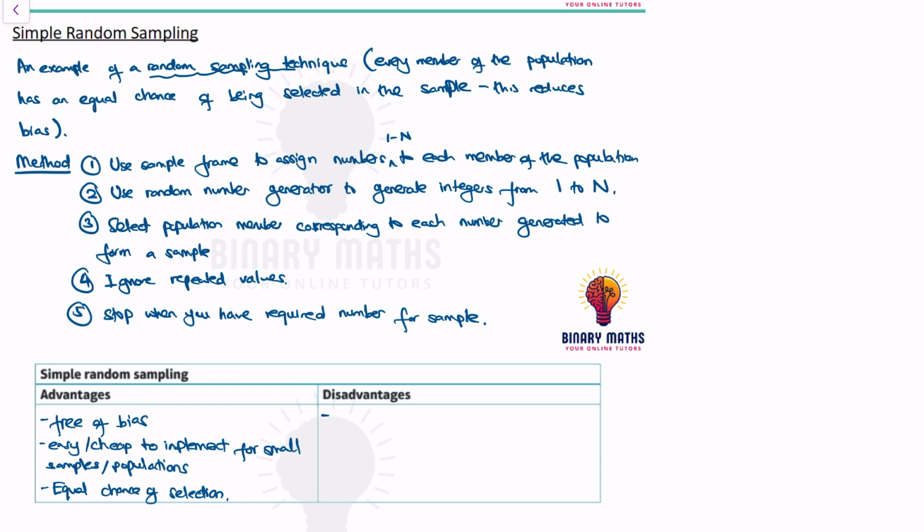Disadvantage would be it is not suitable for a large sample size, because it could be time consuming to sift through a lot, if the population is very big, and it could be expensive as well. Also, because we have to list everything from 1 to n, a sampling frame is required, which is obviously not always available in real life.